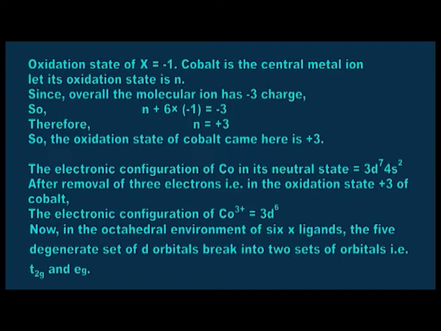The electronic configuration of cobalt in its neutral state is 3d7 4s2. So after removal of 3 electrons, that is, in the oxidation state +3 of cobalt, the electronic configuration would be 3d6. Now in octahedral arrangement of 6 ligands, the 5 degenerate d orbitals break into 2 sets of orbitals, that is, the T2g and Eg sets of orbitals. So now discuss case A.